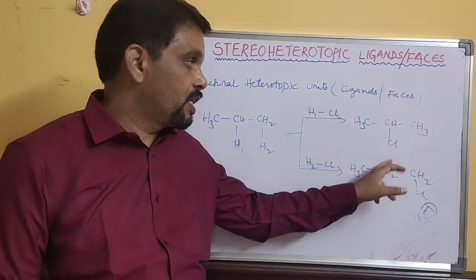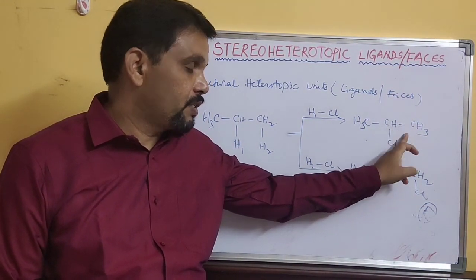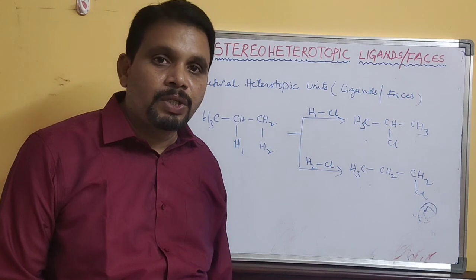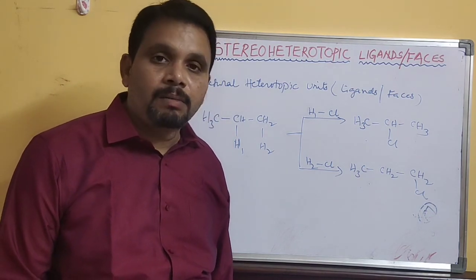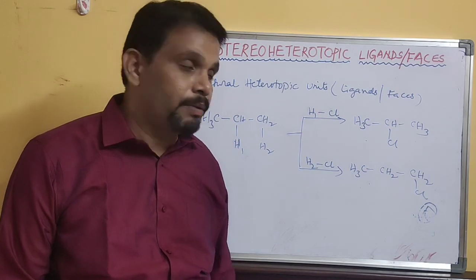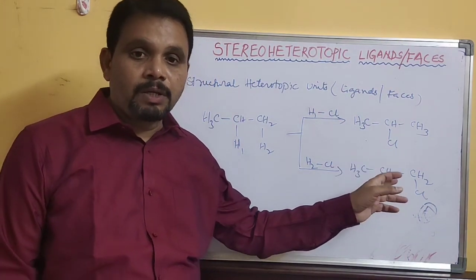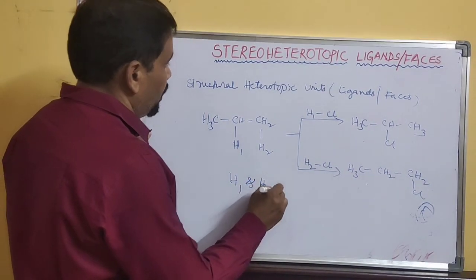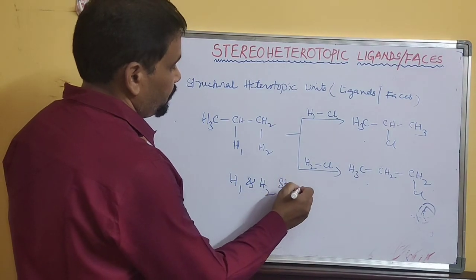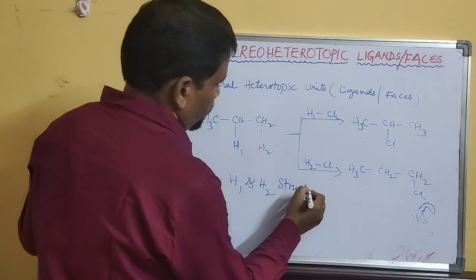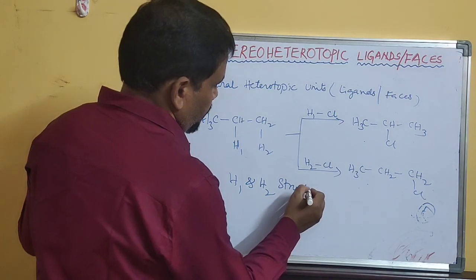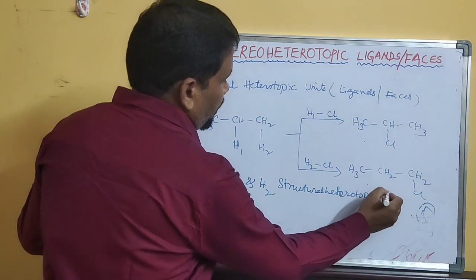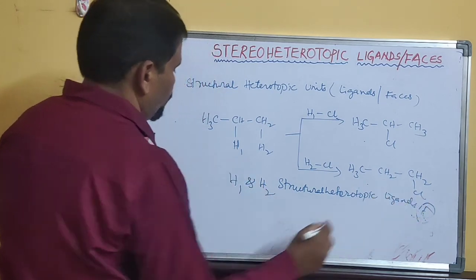Okay, the positional isomers. In the case of the first one, it is 2-chloropropane, and the second is 1-chloropropane. They have the same molecular formula, but the connectivity and position are different. They can be considered as structural isomers. So H1 and H2 can be considered as structural heterotopic units, heterotopic ligands.